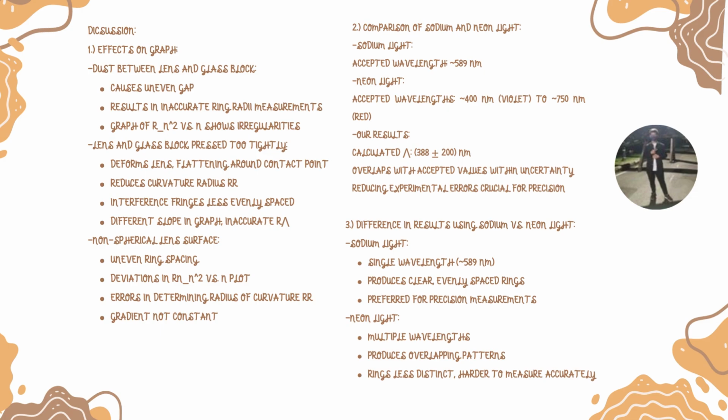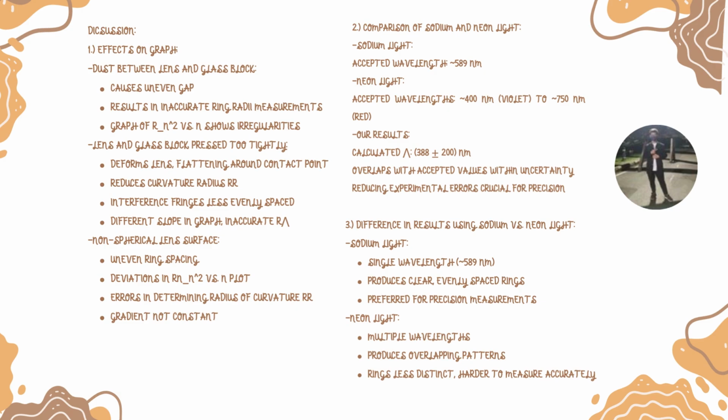2. Lens and glass block pressed too tightly. Flattening the lens. Pressing the lens too tightly against the glass block could cause deformation, making the lens surface flatter around the point of contact. This would decrease the curvature radius R, causing the interference fringes to be less evenly spaced. The result would be a different slope in the graph of Rn square versus n, potentially leading to a lower measured value of R and inaccurate results for R lambda.